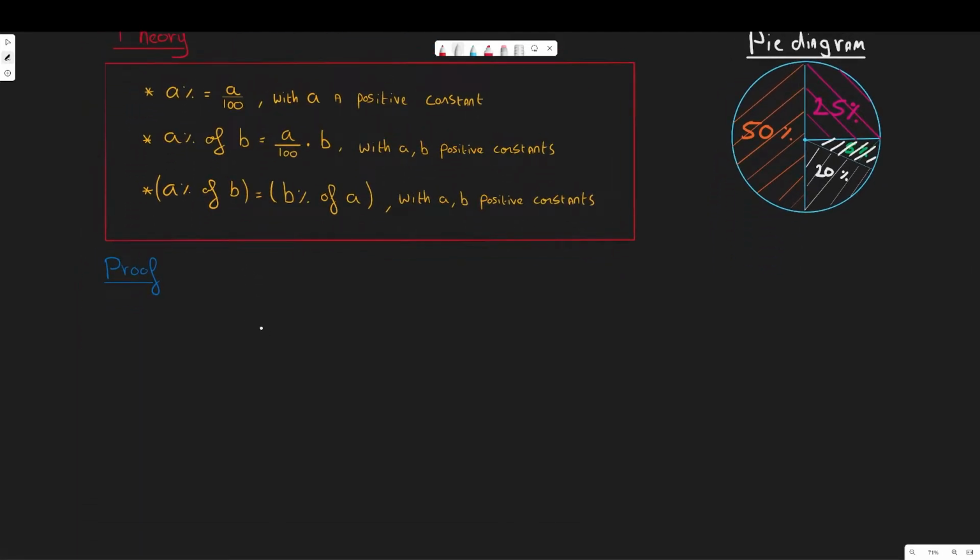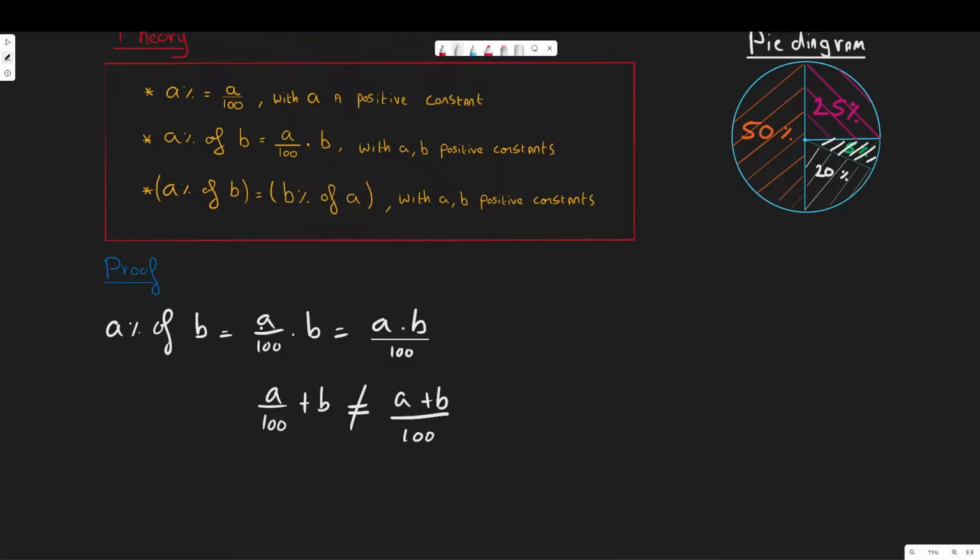Well, a% of b is the same as a over 100 times b, and a multiplication times a fraction can be written as a times b over 100. This is still the same. Remember that this only holds when we multiply a fraction times a constant. It doesn't hold when you, for example, add a fraction with a constant. For example, a over 100 plus b is not the same as a plus b over 100, because many people make this mistake, but this is incorrect.